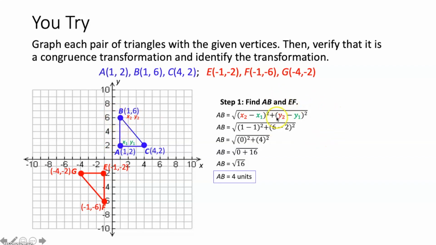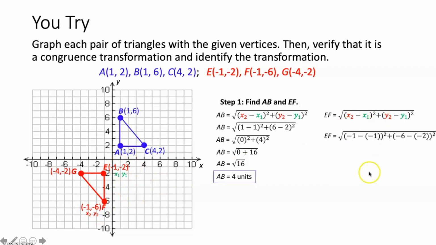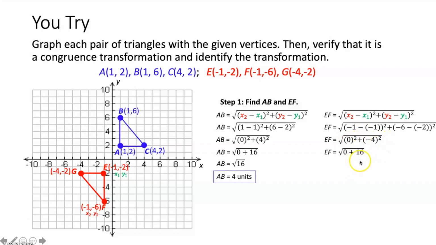Next, let's find the measure of segment EF. So here it is. We pick one of these points to be x sub 1, y sub 1, the other one to be x sub 2, y sub 2. Plug in those coordinates to their corresponding spot in the distance formula over here. And then we can simplify. -1 minus -1 is the same thing as -1 plus 1, so those just cancel each other out. We get 0. -6 minus -2 is the same thing as -6 plus 2, so that's going to be -4. 0 squared is 0. -4 squared is 16. 0 plus 16, that's still 16. And the square root of 16 we know is 4. So the measure of segment EF is also 4 units. Again, it's a vertical line.